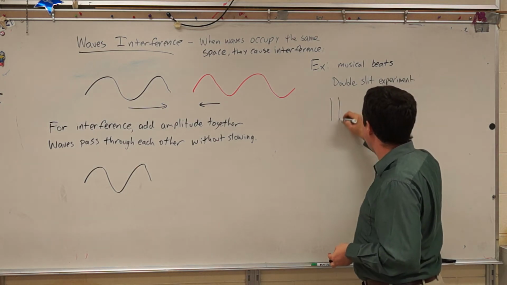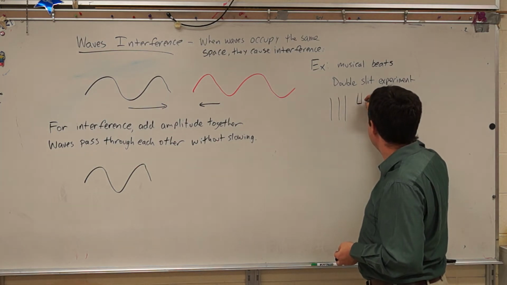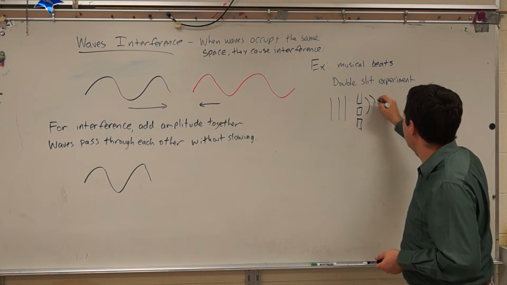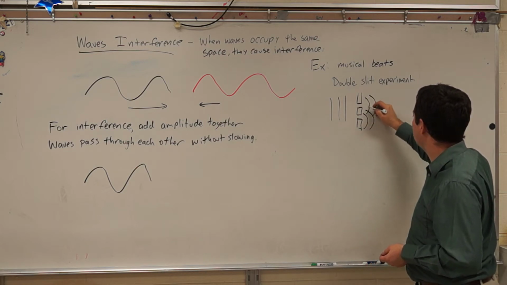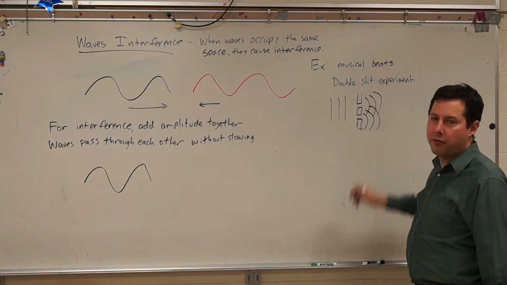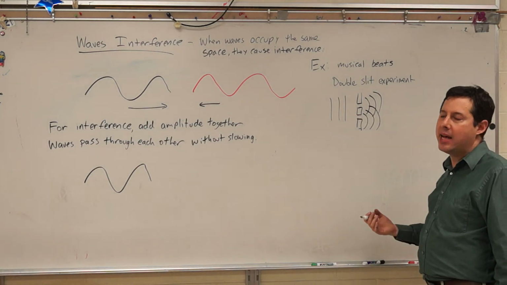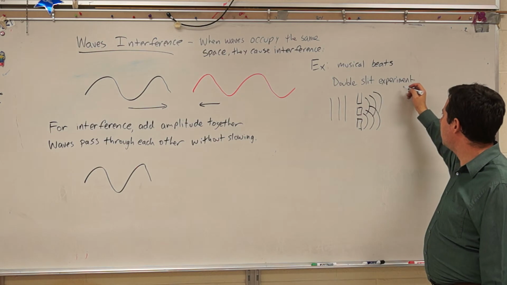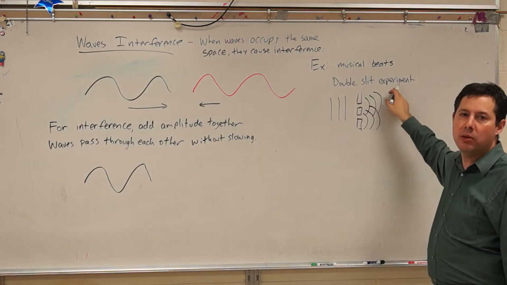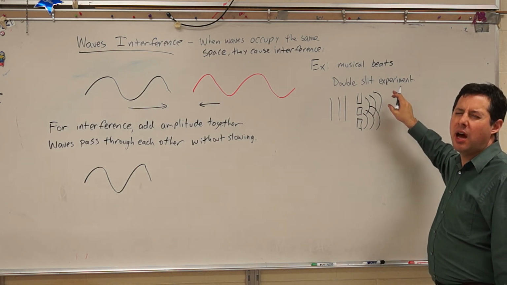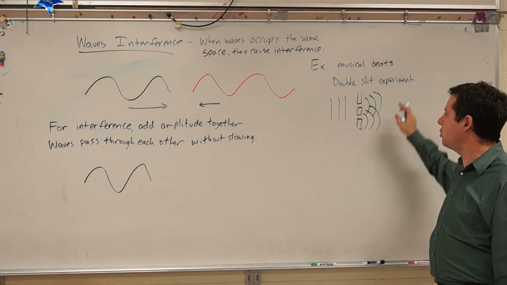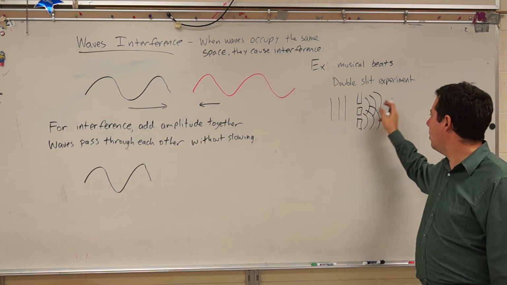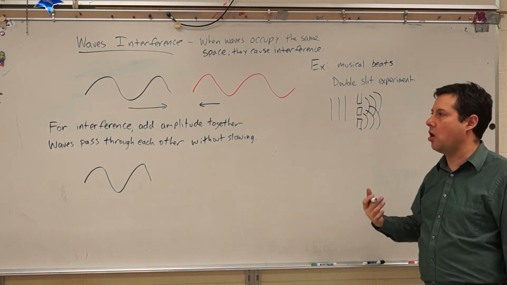Now there are other kinds of interference, like the double slit experiment with light, where you send light waves through two slits. You end up with two wavefronts, and as these wavefronts pass each other they cause interference. So the double slit experiment takes advantage of both diffraction and wave interference to cause bands of bright and dark.